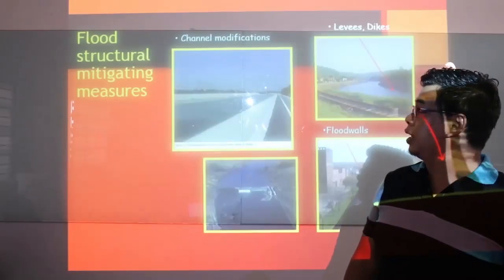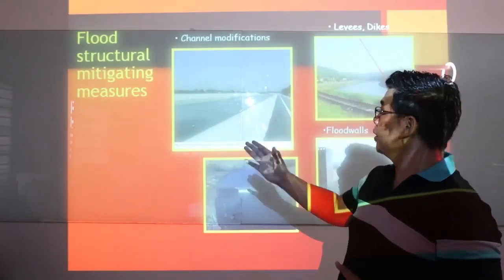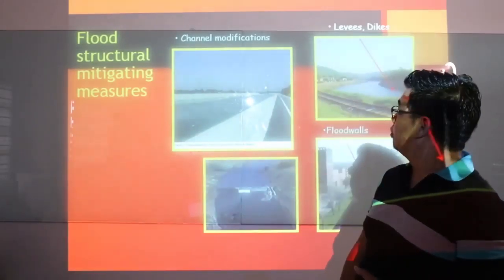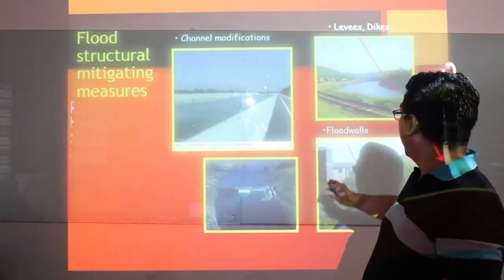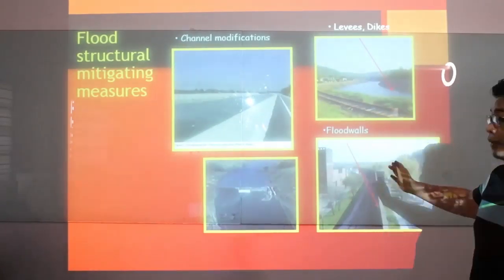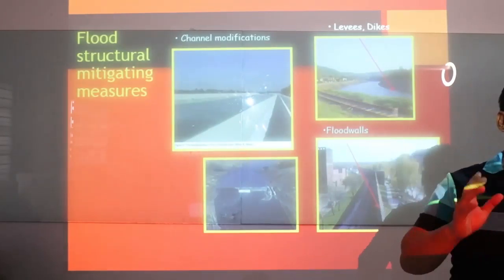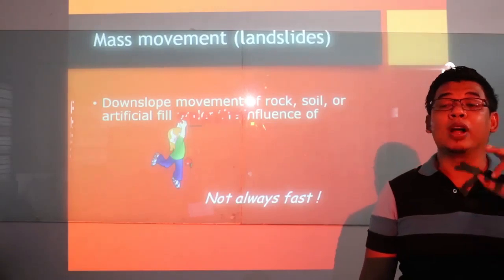Now here we can see different methods on how to control flooding. Number one is what we call channel modification, reinforced, just like in C6. And then we have dikes, and the other one is what we call flood walls, thus preventing the accumulation of water. Now, next topic is what we call mass movement or landslide.